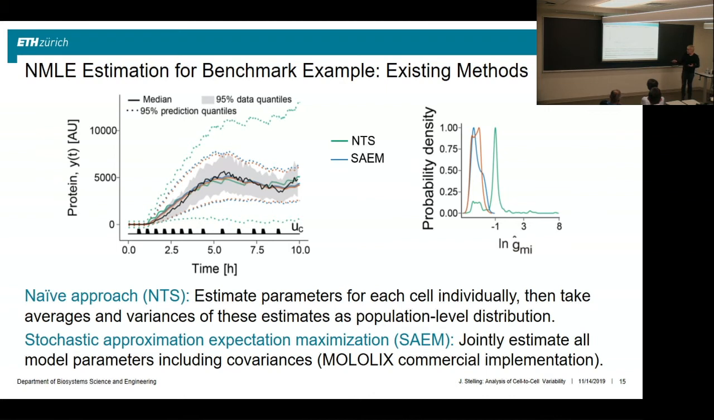The other existing approach is called stochastic approximation expectation maximization. It is the algorithm in Monolix, and we used it. The basic idea is that you jointly estimate everything in this inference problem, not in two stages, doing first the cells individually and then the population. The output here is in blue. You see that again the median is well characterized, but also the variances. The problem is that this is an extremely computationally intensive algorithm, and it's also pretty complicated and not very robust.